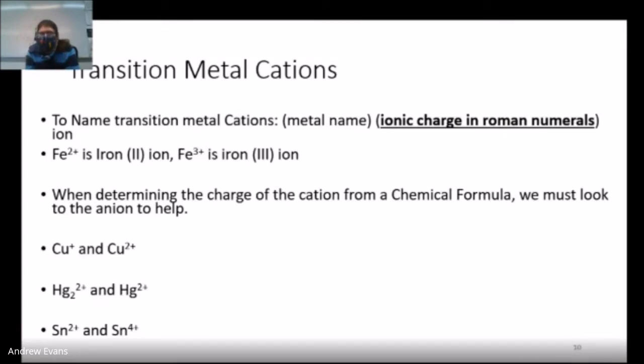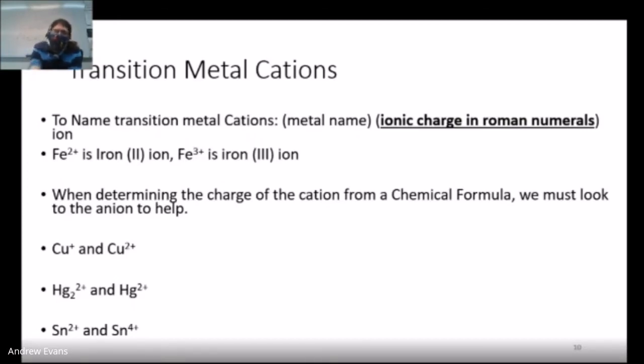I'm going to skip mercury for now because mercury is a tricky one. Sn is tin. We have tin 2 and tin 4. There is not a tin 3. There is not a tin 1. You're not going to see those. If they exist, they are not really stable.